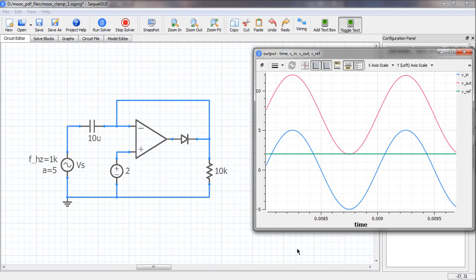Let us look at the plots now. The blue graph is the input voltage. It has an amplitude of 5 volts, so it goes between plus 5 and minus 5. The green line is our VR, that is 2 volts, and the red one is the output voltage. So as we would expect, the output voltage has the same amplitude as the input voltage, but it is shifted up such that it is clamped at VR, that is 2 volts.